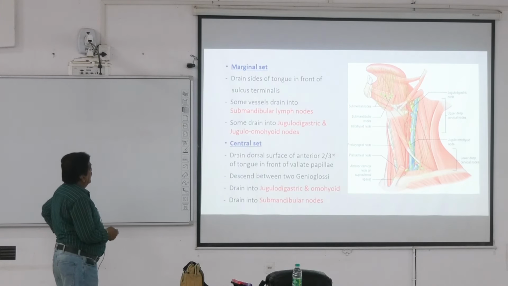The central set drains the dorsal surface of the anterior two-thirds of the tongue, in front of the vallate papillae. It descends between the two genioglossus muscles and drains into the jugulo-digastric and omohyoid group, and into the submandibular nodes.